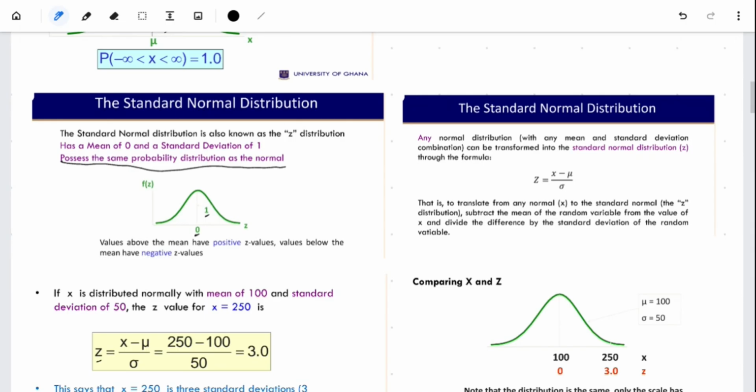They say the values above the mean have positive z values and the values below the mean have negative z values. So this is the mean.